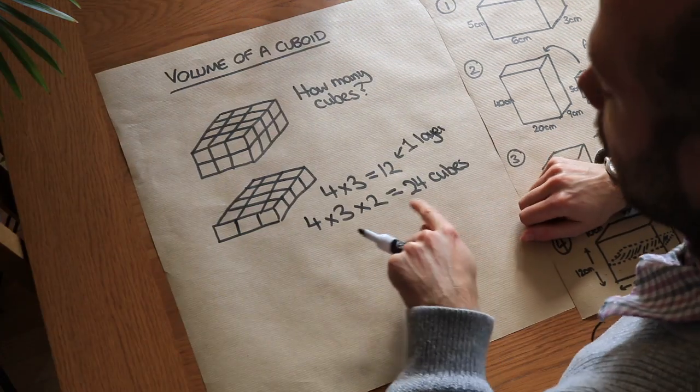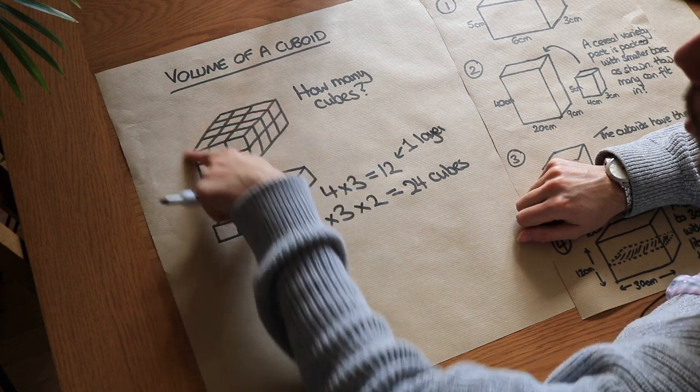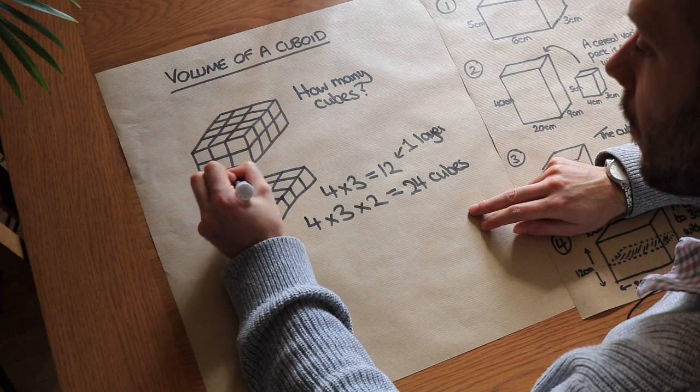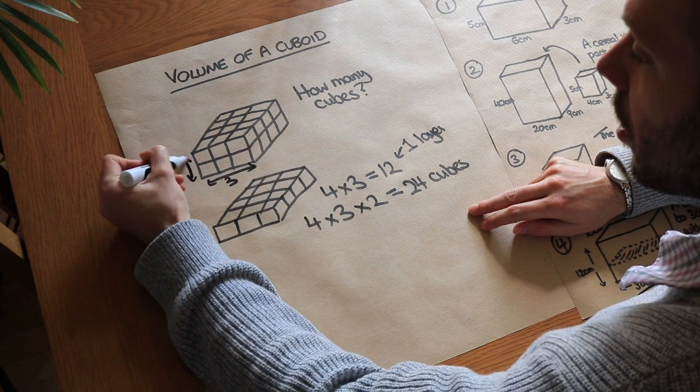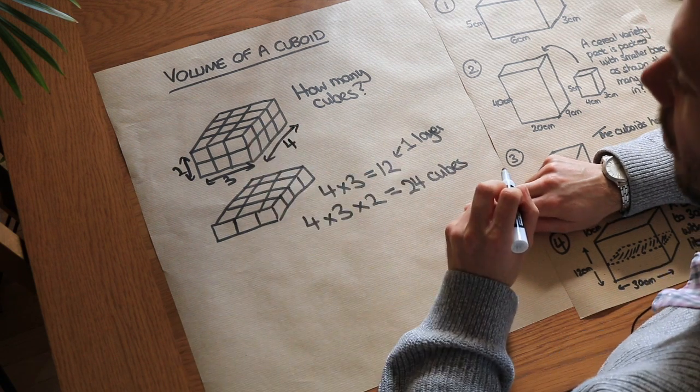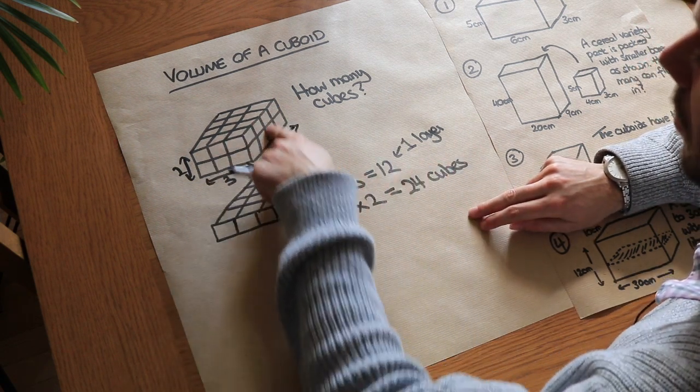And that gives us a way that we can find the volume of a cuboid. We can see that we just times this length of 3 by the height of 2 by the breadth of 4. We just multiplied those numbers together and that gave us the number of cubes that we had.